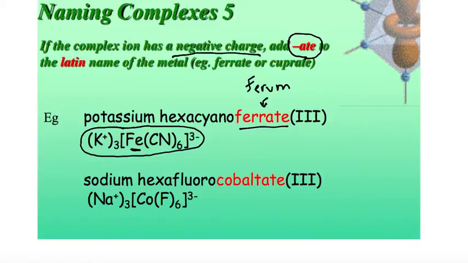Sorry. On the other hand, sodium hexafluorocobaltate, because you can see here it's a cobalt, and we have a negative ion again next to it. So from cobalt, it becomes cobaltate. So the addition of -ate takes place at the back of it. So remember, this is for a complex ion that has a negative charge. We add the -ate to the metal.